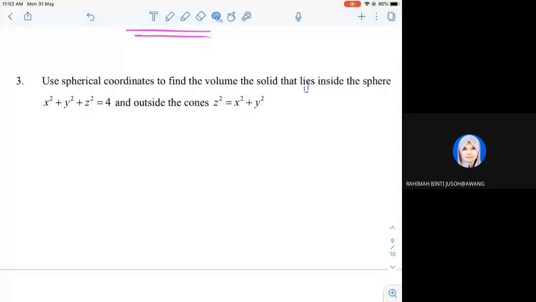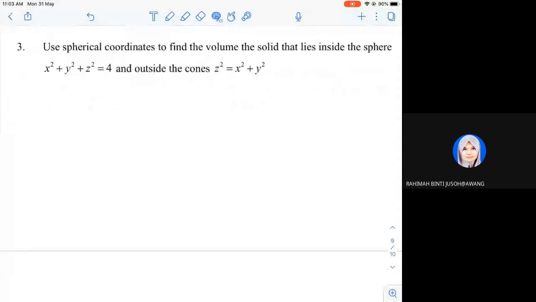Okay, so now we have the sphere and cones. Alright, so let us sketch the region.